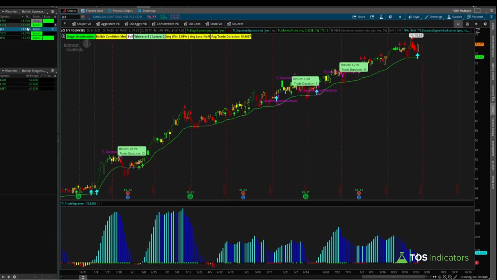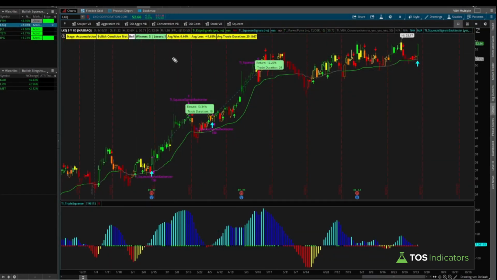If we take a look at something similar inside of LKQ, you'll notice that this changes drastically. Inside of LKQ, if you waited for the momentum to start to decrease, that one loser jumped up to negative 41%, meaning that you should definitely not be waiting for the squeeze to actually start to lose momentum here. Don't try and ride out the squeeze in LKQ if you are participating in this. Instead, wait for the squeeze to fire and get out as soon as it fires, because statistically, that's been the best time to actually exit.